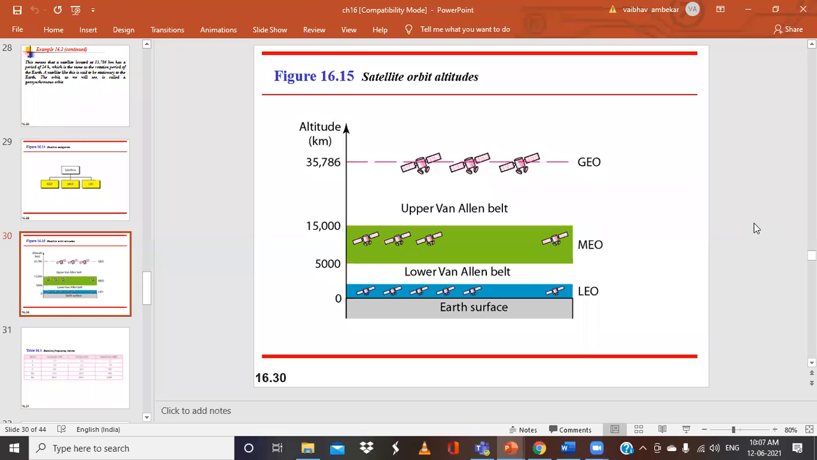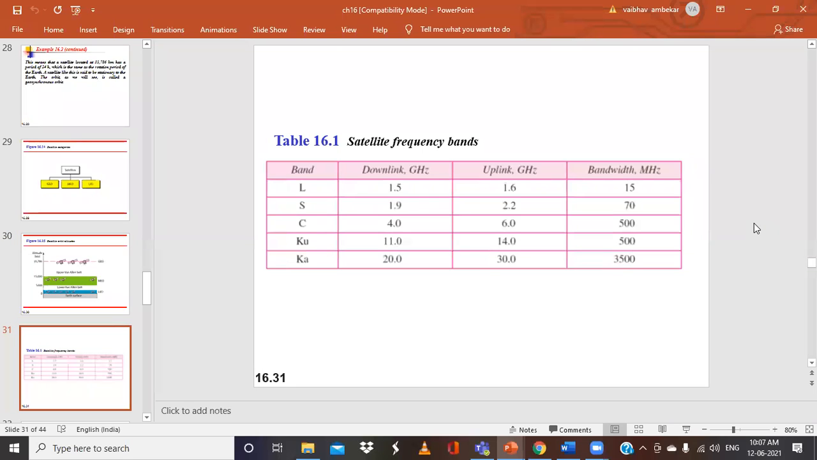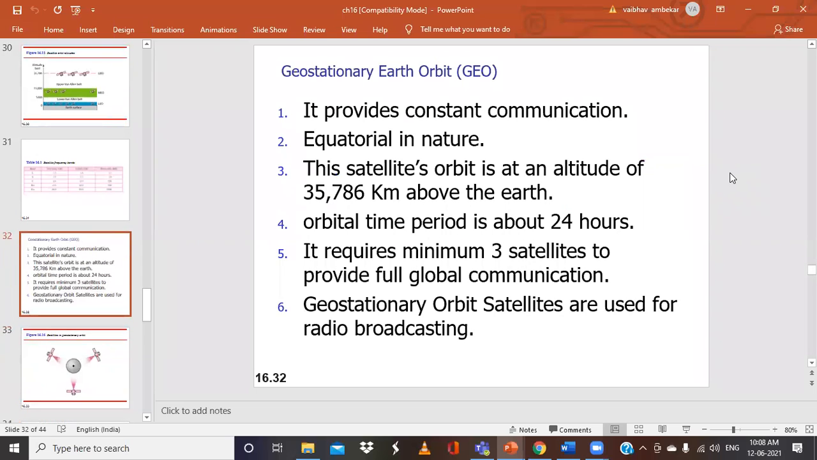Coming to the first one, the geostationary Earth orbit, and these are the satellite frequency bands that we can have. For downlink and uplink we have different bandwidths, and accordingly we can see different bands that can be used. The main thing we need to understand is that it is basically equatorial in nature.